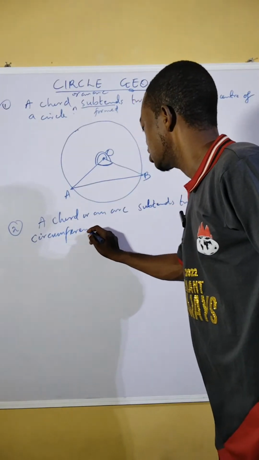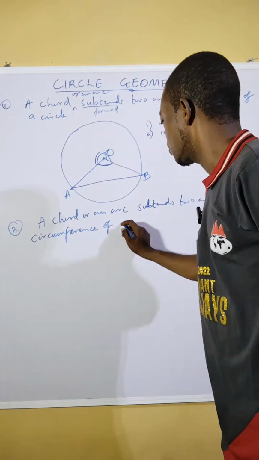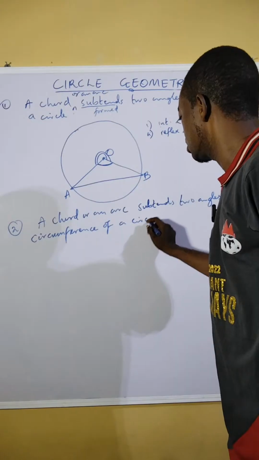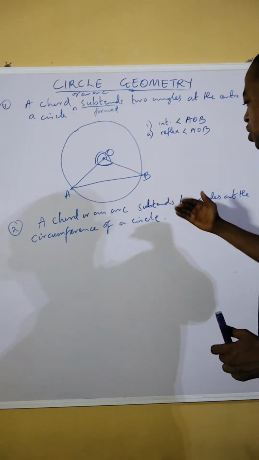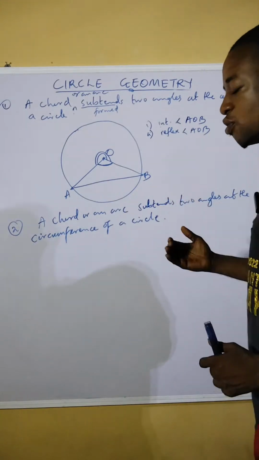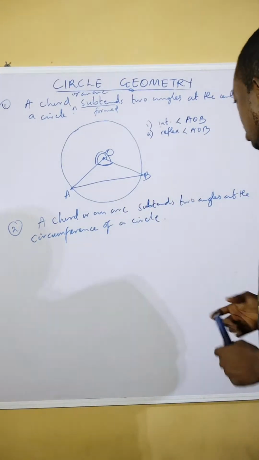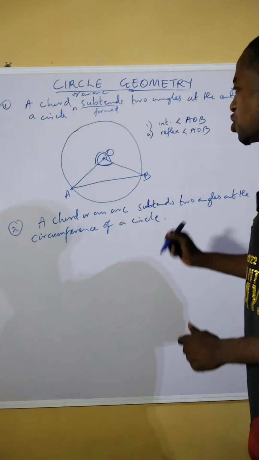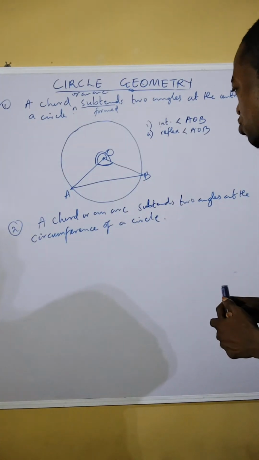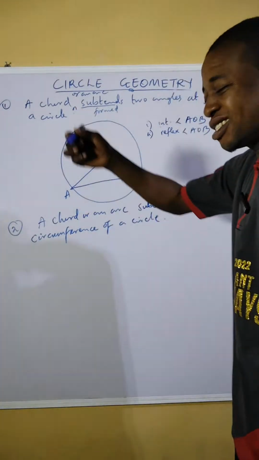At the circumference of a circle. So when we talk about all these words we are saying here, we are already familiar with it. We know what a chord is or an arc. We know the meaning of the word subtend. Subtend means to fold, all right? And we know what circumference is. Circumference is the distance around the circle.